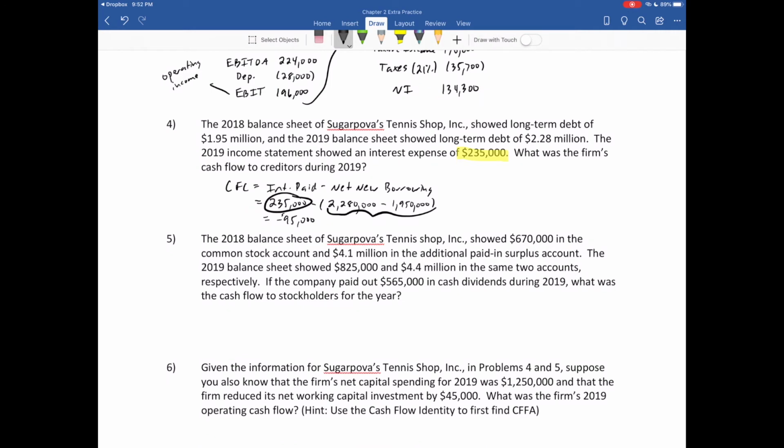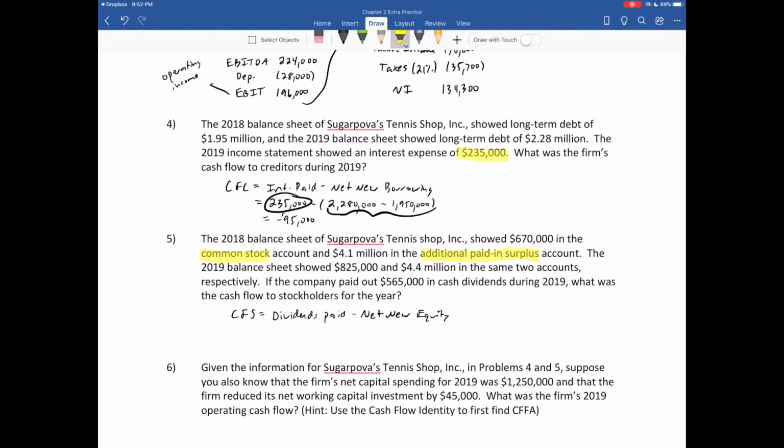2018, analyzing the same company. Now we are looking at a common stock account of $670,000 in common stock, $4.1 million in additional paid in surplus. 2019 is $825,000 and $4.4 million in those same two accounts. They paid out $565,000 in cash dividends. What was the cash flow to stockholders? So once again, cash flow to stockholders is equal to dividends paid minus net new equity. And once again, we are focused on new equity raised in the capital markets, so we are only focused on common stock and additional paid in surplus.